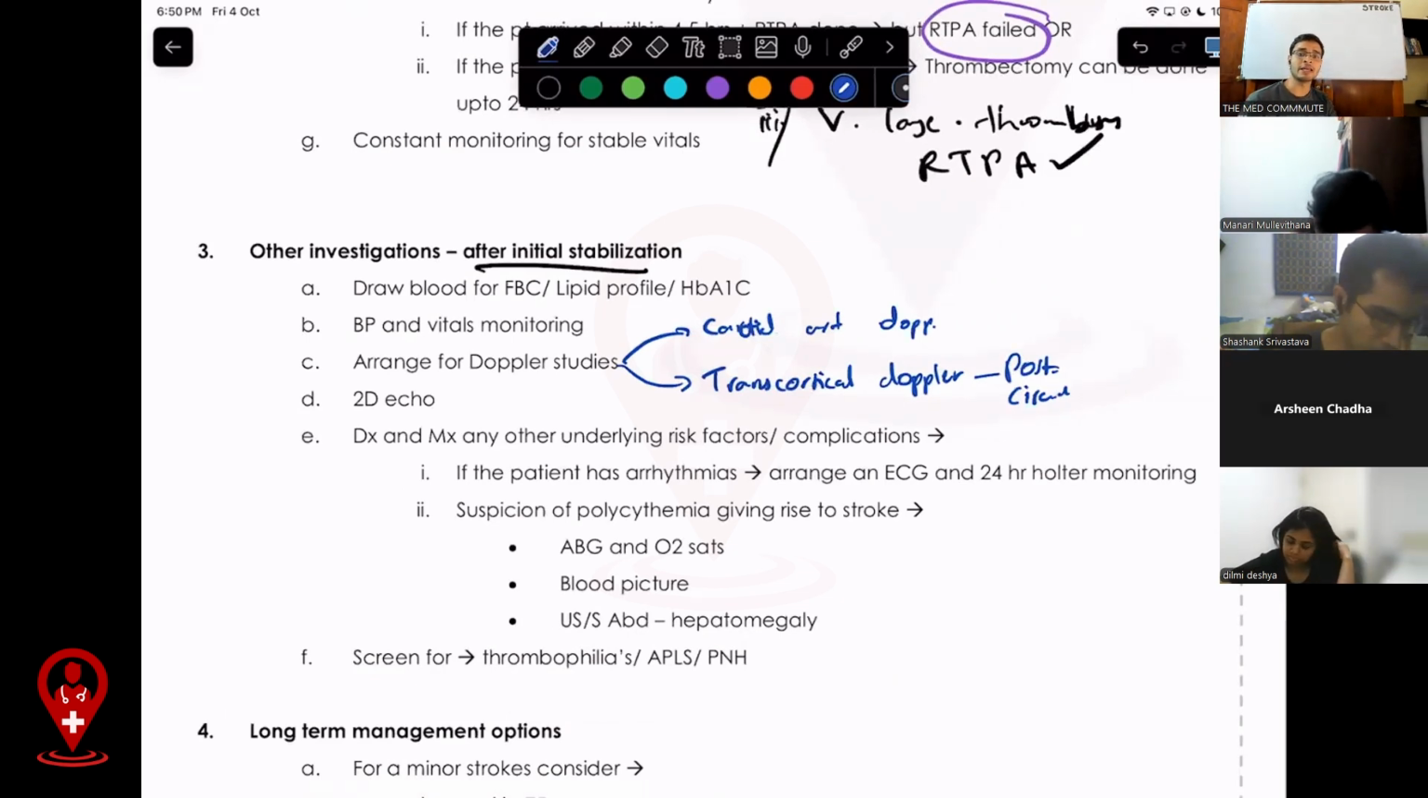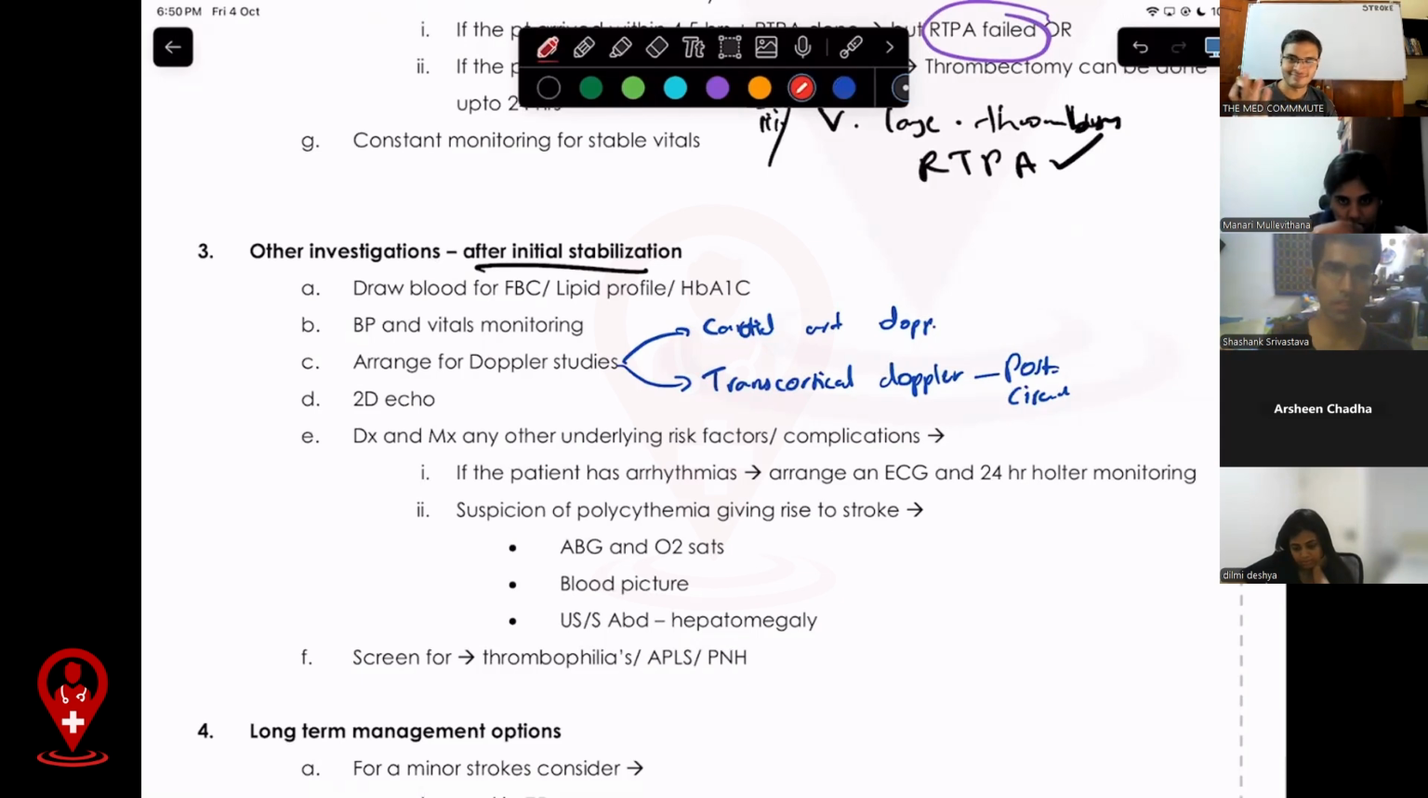Why are we doing a 2D echo of the heart for a patient? Echocardiogram, no guys, it's a cardiography, right? Why are we doing the echocardiogram in a patient who is having a stroke? You have studied. Come on, tell me.